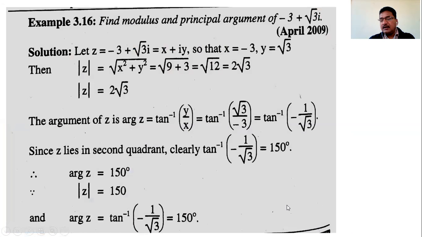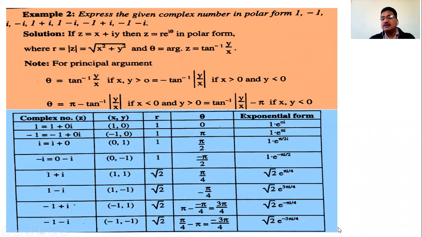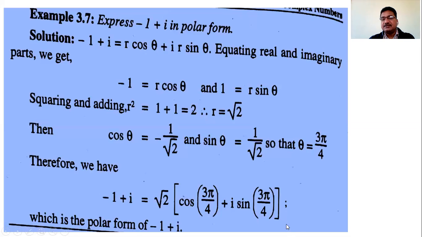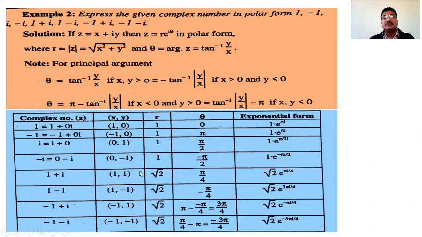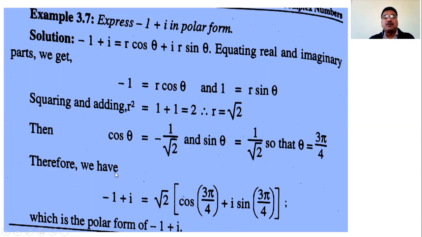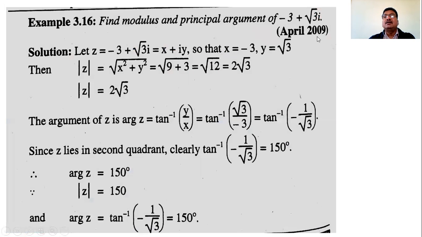So draw one more column and write the polar form of all the numbers like this. While writing notes in your notebook, draw one more column here and write the polar form of each complex number. So this is the polar form of minus 1 plus i. Then we have to find the polar form of this, or we have to find the modulus and argument, principal argument. In order to find polar form, we have to find modulus and principal argument.